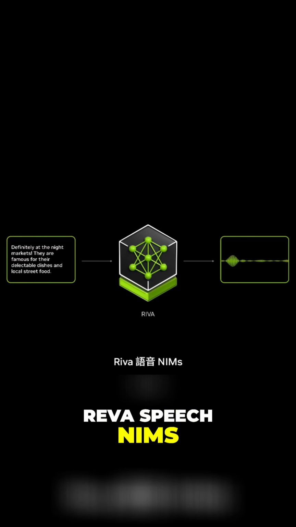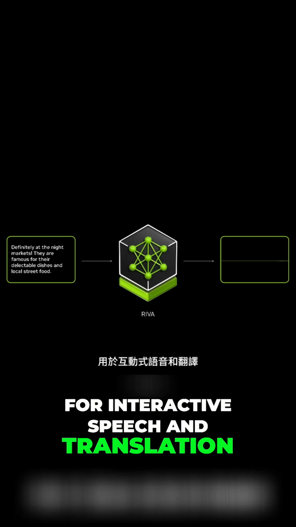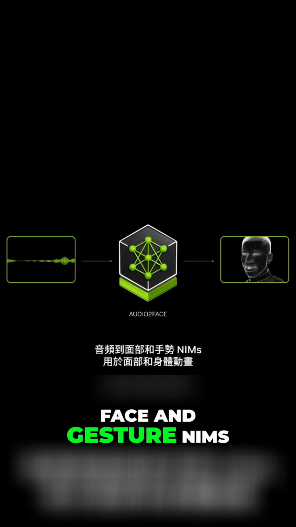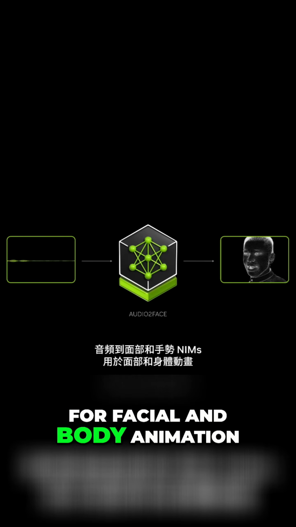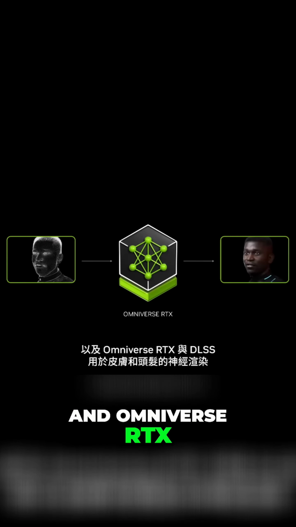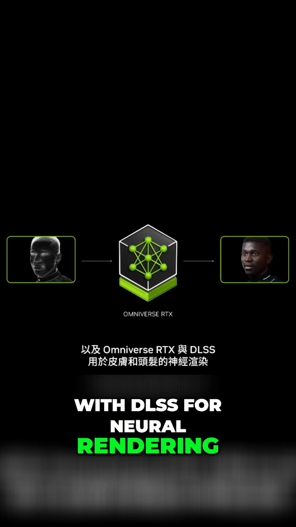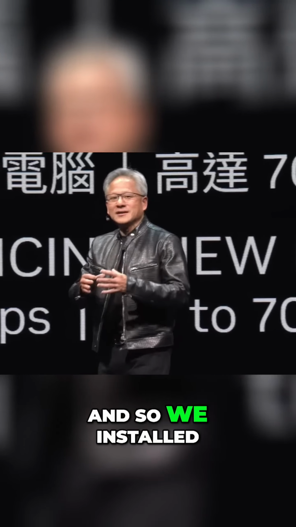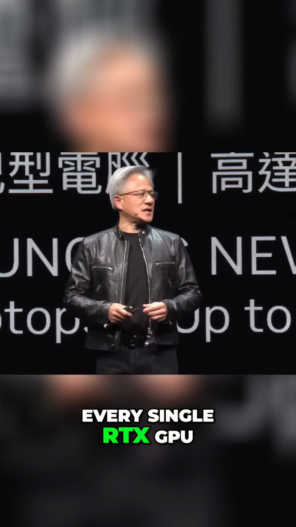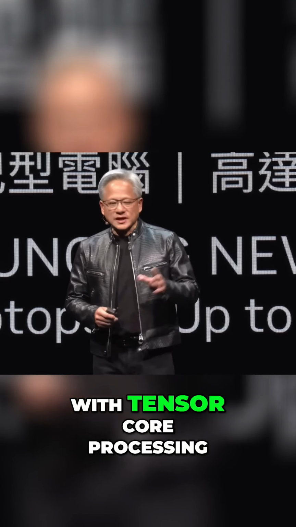Riva Speech NIMs for interactive speech and translation. Audio to face and gesture NIMs for facial and body animation. And Omniverse RTX with DLSS for neural rendering of skin and hair. And so we installed every single RTX GPU with tensor core processing.